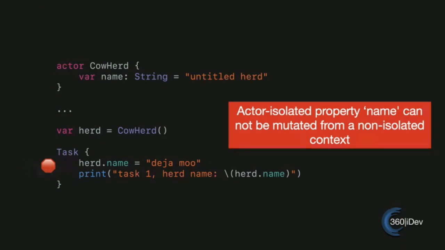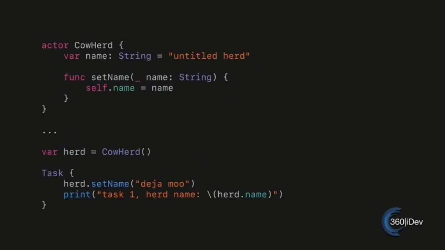Unfortunately, we have another error here to deal with. Turns out we're not allowed to do this. We're trying to modify herd from our task, but remember that actors are the only ones that are allowed to modify their mutable state. So let's do just that, right? Let's just brute force this and create a set name method in which we're actually setting the name from inside of the actor.